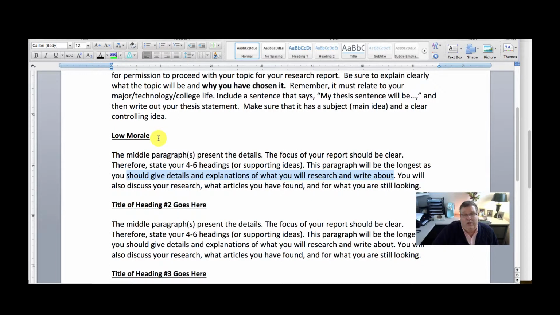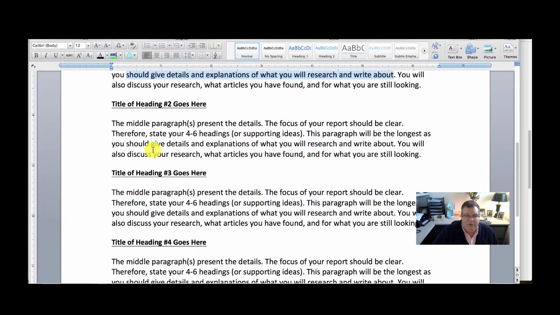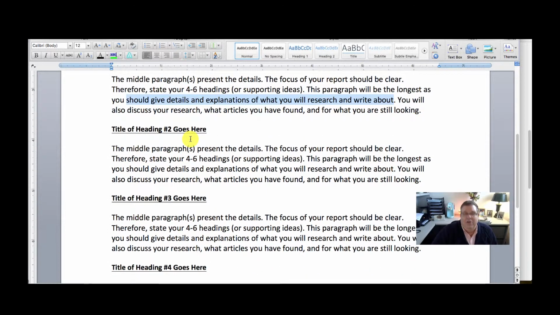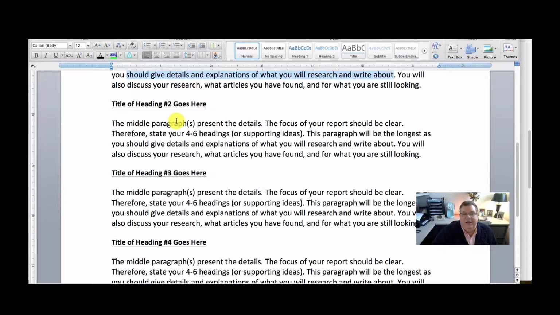Low morale is one of the first pieces of support for your topic. And so you're going to include some sources, some citations in this. The rest of this is title of heading number 2, number 3, number 4. All of these are the same because you're doing the same thing in every point. So you have your thesis statement, you have your 4 to 6 pieces of support or evidence that you're going to use, and then you're going to basically write a section for each of those pieces of evidence saying what it is that you've researched, what sources you're using, and what the research tells you.